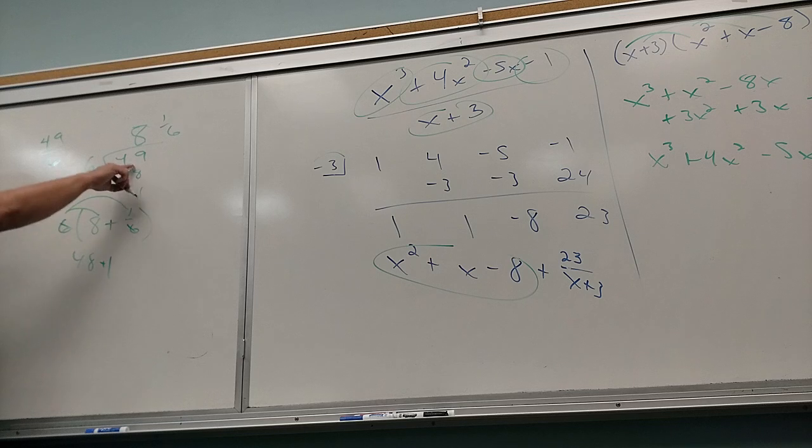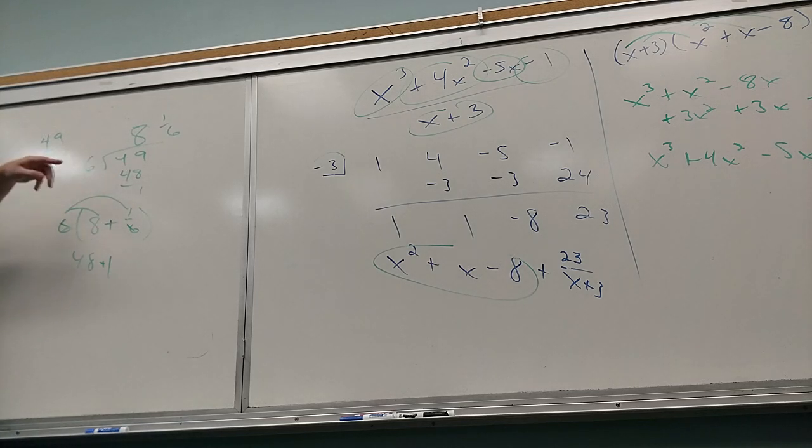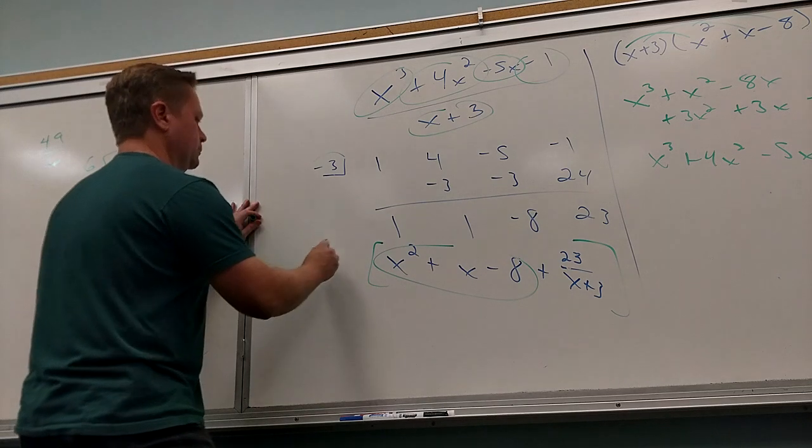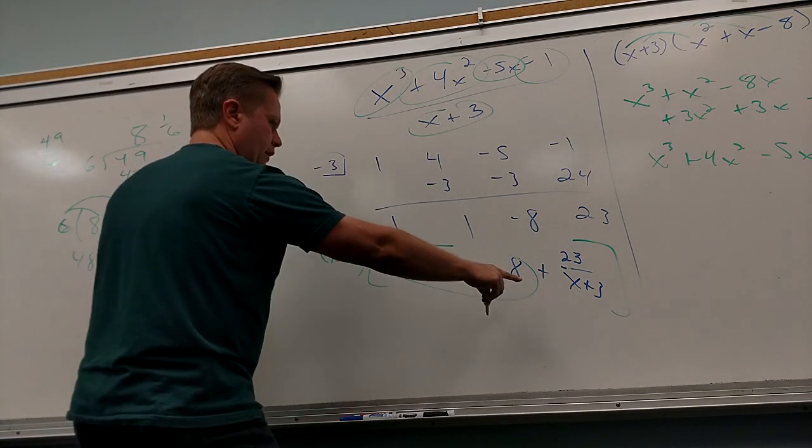48 plus 1 is? Yeah. So that's why we write it like that, because that is the number that I multiply by 6. And you ready for this? Let me see if you guys are really ready for this. What is x plus 3 times all this?